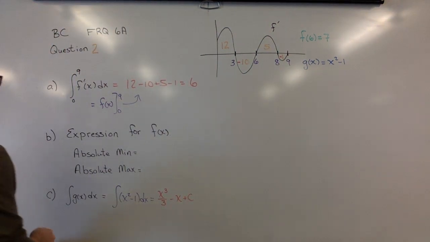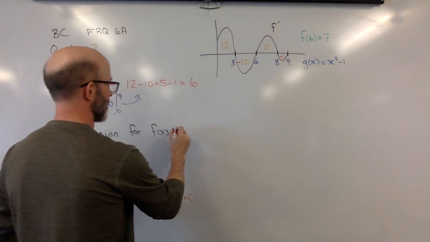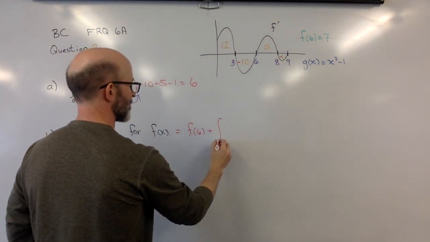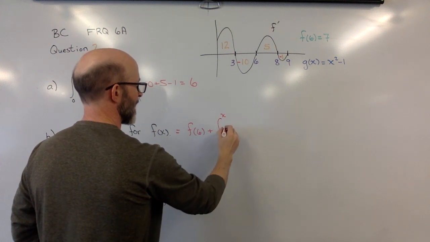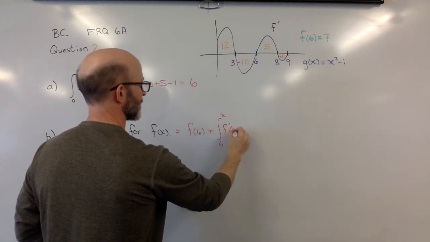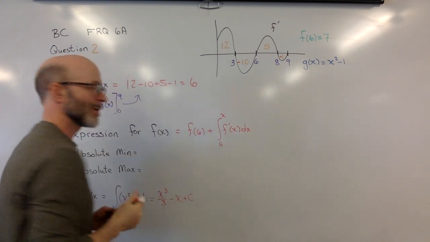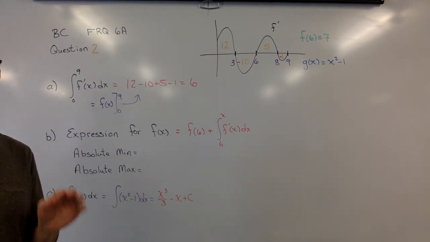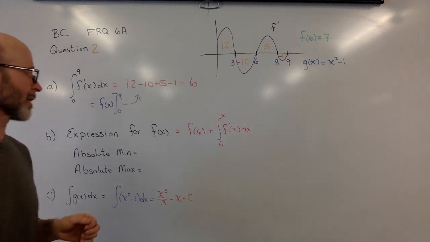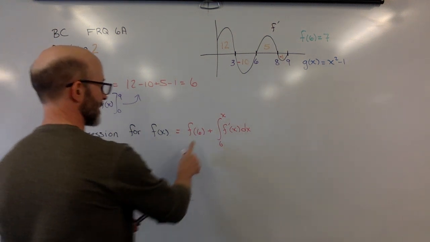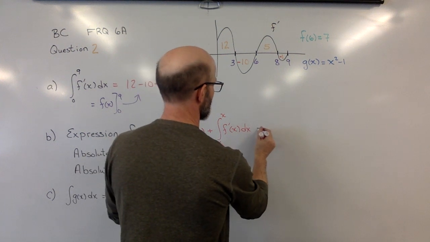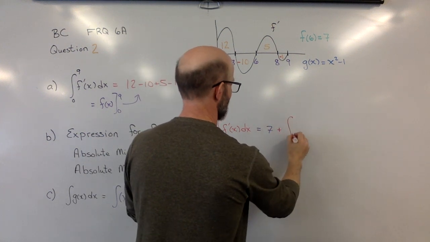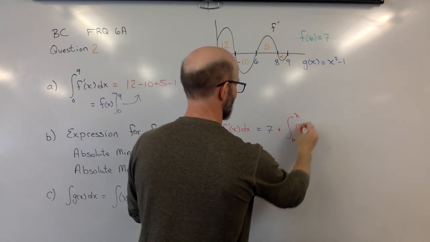The expression we're looking for, we know what f of 6 is. And then we just have to look at this and say, oh, you know what? I'll integrate it from here. That will give me the exact value of f anywhere. And another way of writing that, obviously, you could put in 7 right there, 7 plus. And that is the expression that they're looking for.